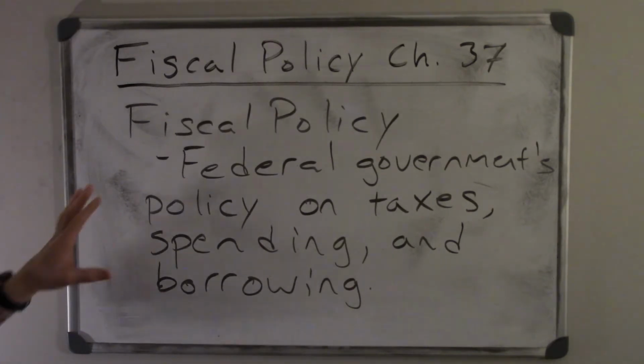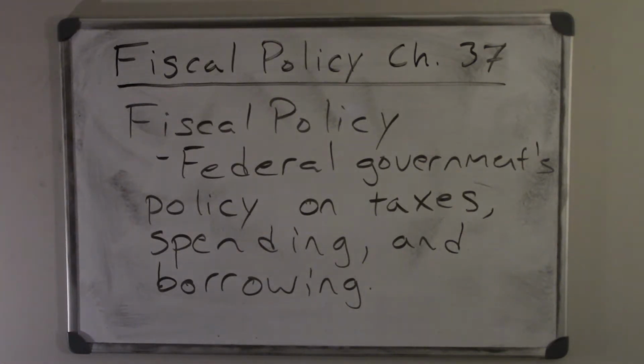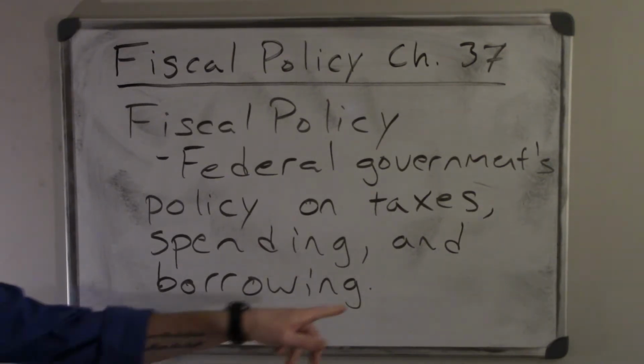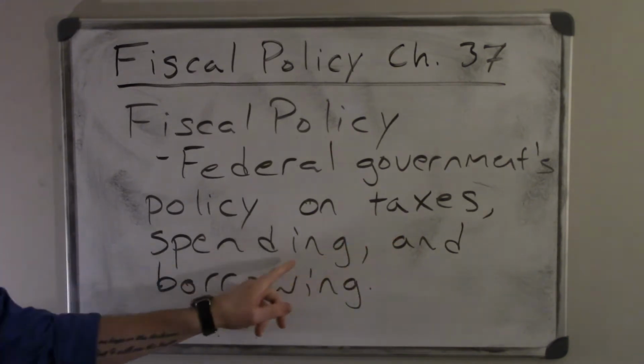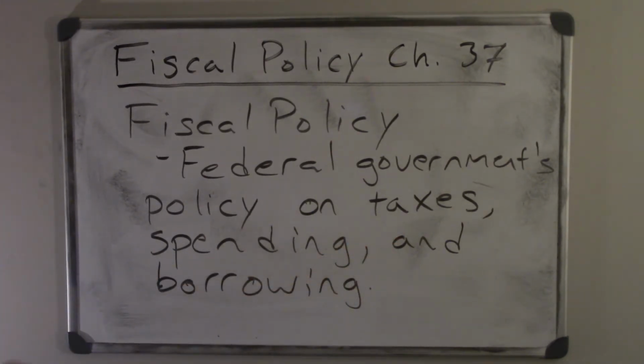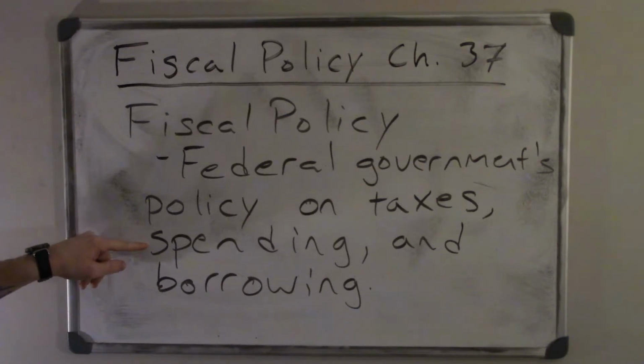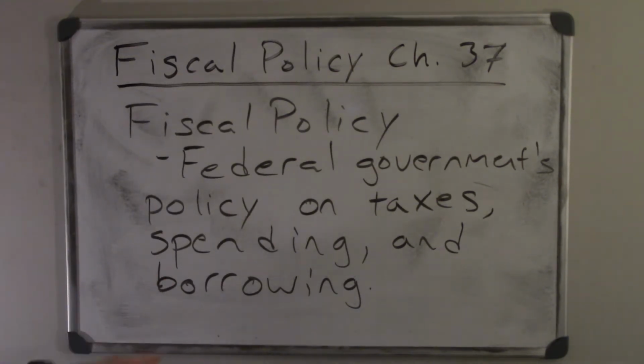Some differences. One, with fiscal policy, we're really going to always be looking at fiscal policy increasing aggregate demand. The reason why probably might become clearer in just a second. And also, even though we say it's the policy on taxes, spending, and borrowing, really in this chapter we're going to focus on spending. We'll mention taxes a little bit. We might mention borrowing, but we're really going to be focusing on the spending aspect, right?